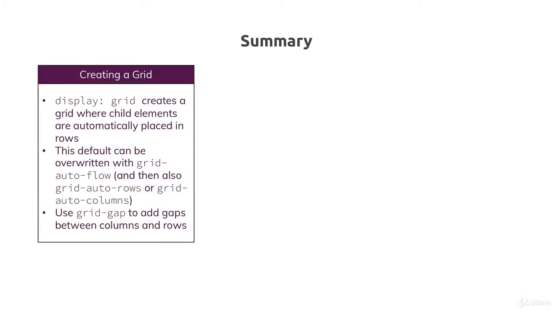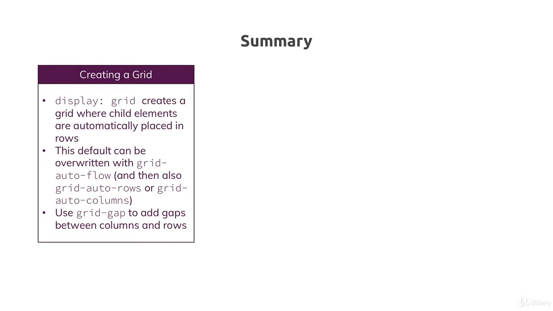So in this module, we learned quite a bit about the grid. Time to summarize it. You learned how you can create a grid. You do that by adding the display grid property to an element. This will automatically create a grid then, and it will automatically place the direct child elements in rows of that grid. The rows are generated automatically and are as high as the content requires it to be.